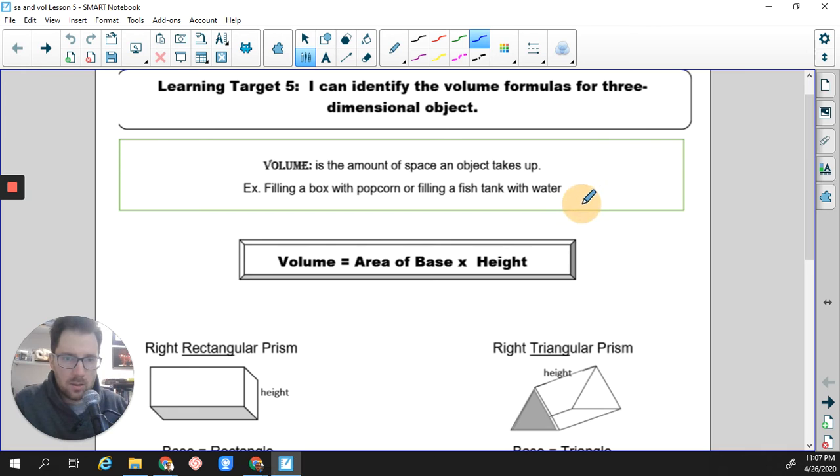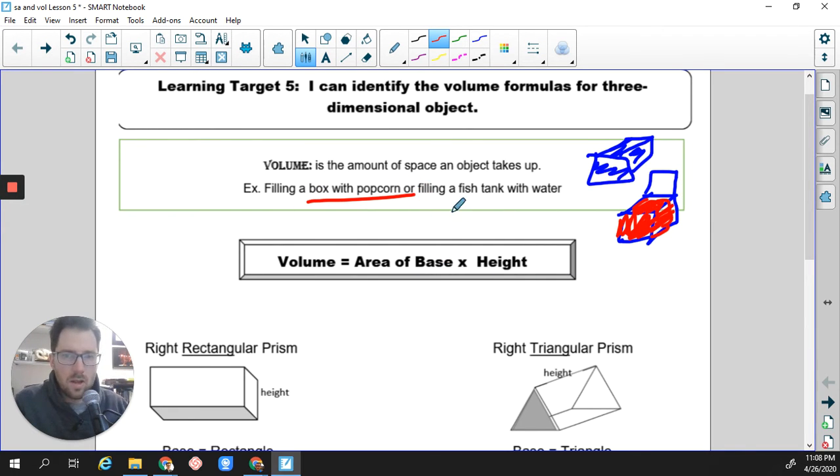While when we were looking at surface area, we were looking at the amount of space the outside of the object is, now we are looking at the amount of stuff you could put in that. So if we imagine we have a box, it's open, but that box is full of stuff. How much stuff is in that box? That could be like filling a box of popcorn, or filling a fish tank up with water.